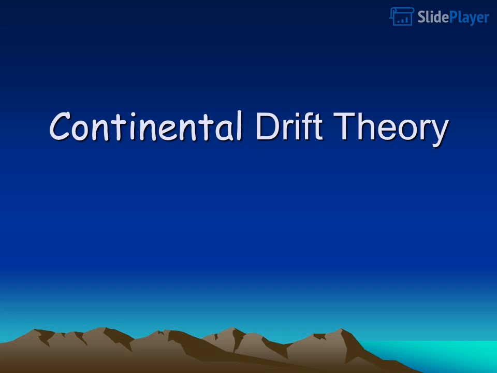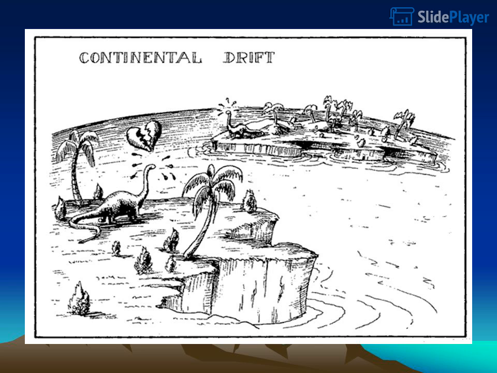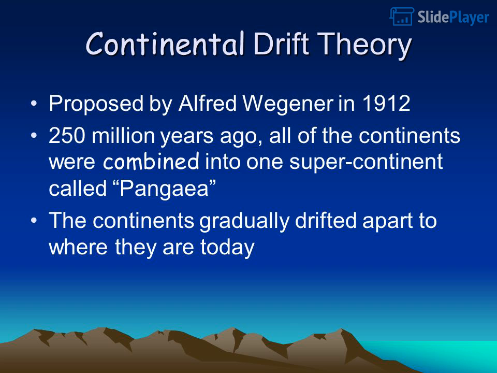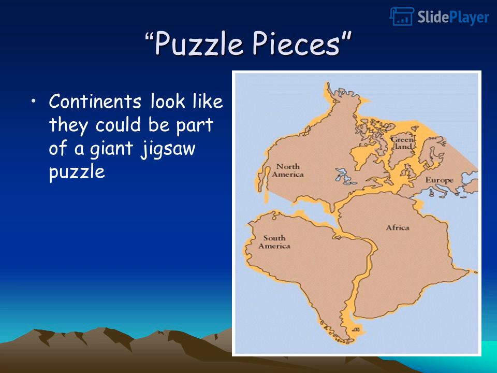Continental drift theory. Proposed by Alfred Wegener in 1912. 250 million years ago, all of the continents were combined into one supercontinent called Pangaea. The continents gradually drifted apart to where they are today. Like puzzle pieces, the continents look like they could be part of a giant jigsaw puzzle.